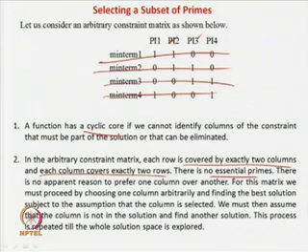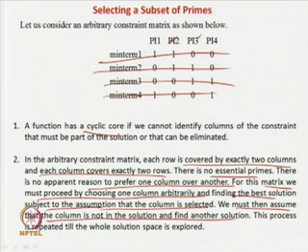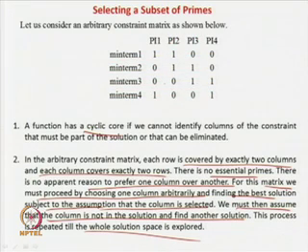There is no apparent reason to prefer one column over the other. For this matrix we must proceed by choosing one column arbitrarily and find the best solution under the assumption that the column is selected. We must then assume that the column is not in the solution and find the other solution space. This process is repeated until the whole solution space is explored. So this one is the cyclic matrix where we have to proceed this way.